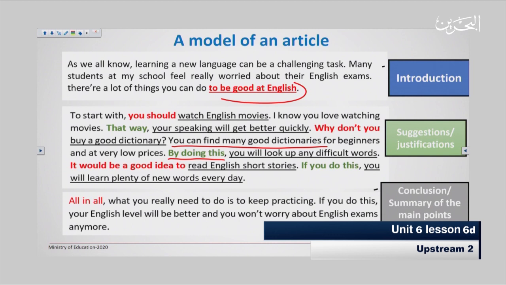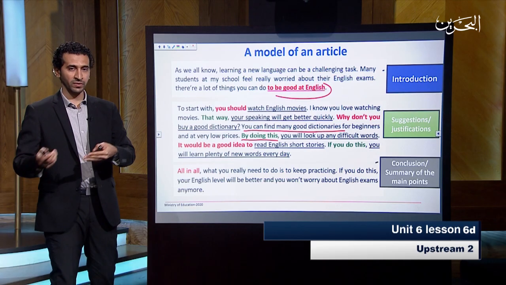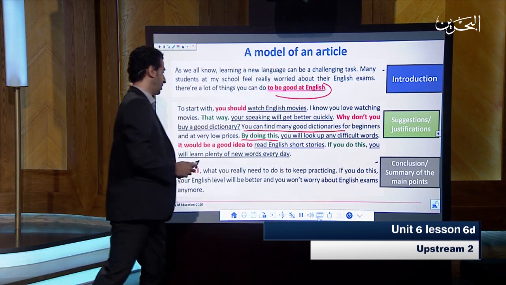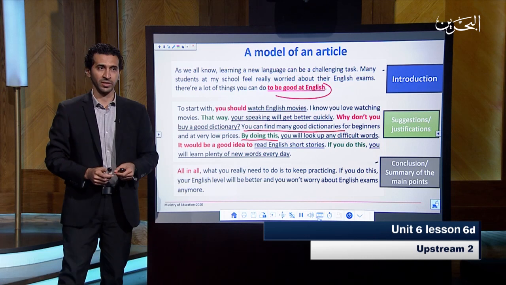Okay, and the third one, of course, it would be a good idea to read English short stories. So again, here's another suggestion. And where's the justification? It is here. If you do this, you will learn plenty of new words every day.